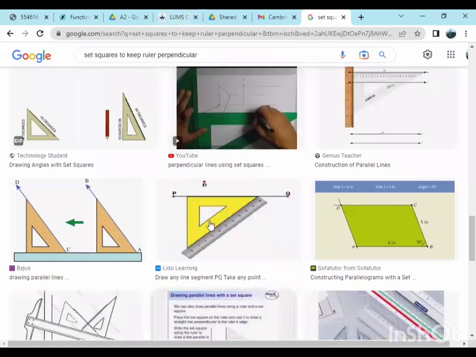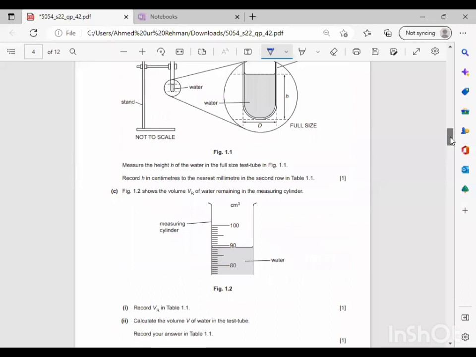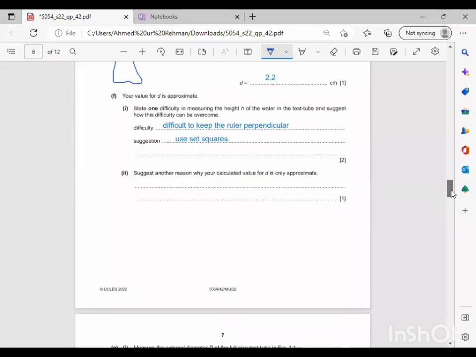And what else can we do? We can also clamp the ruler to keep the ruler straight. We also can clamp it. Clamp is the same as using this stand right here. Right, so you can clamp the ruler here, right? And then you can also measure the height of the test tube using that ruler, right? So you can also do that. And what else can you do? Place the ruler closer to test tube, perhaps.